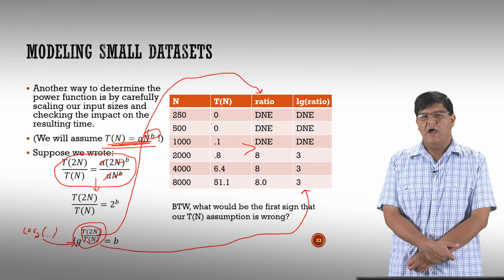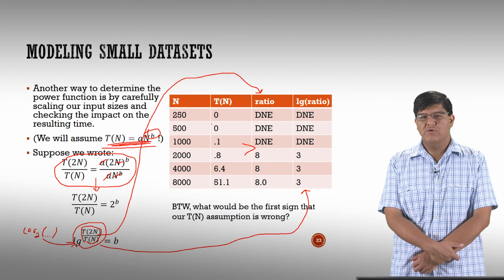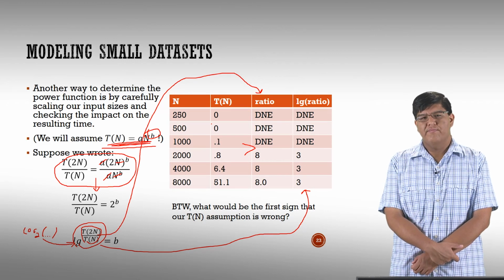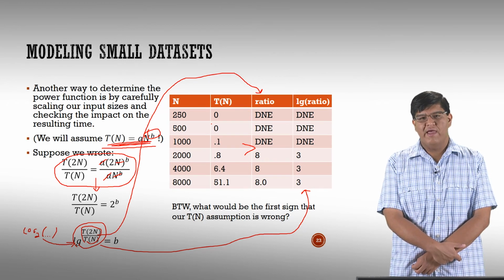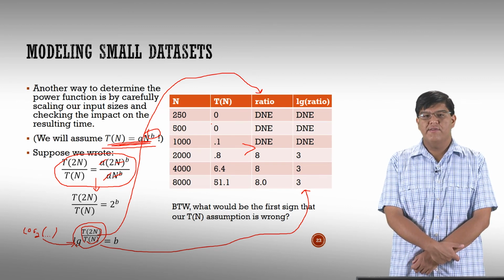As a quick question, if we were wrong about our assumption that our program can be modeled by a polynomial, how will that show up in the table? Well, basically that last column, the log of ratio, will vary. Here you notice it's always the same, always 3, 3, 3.